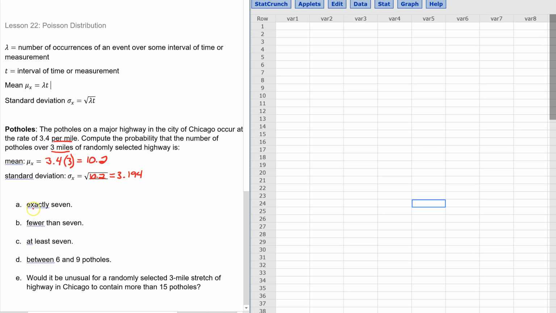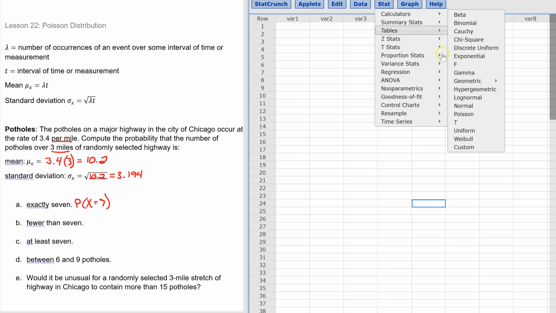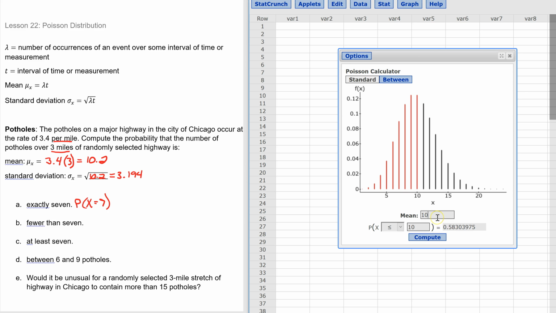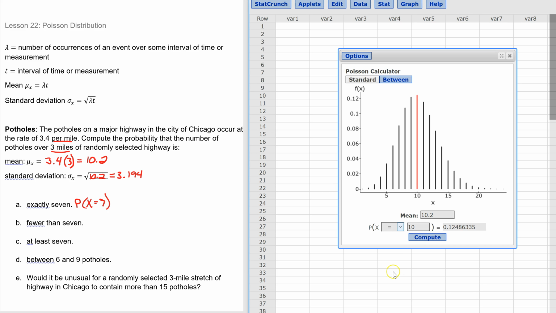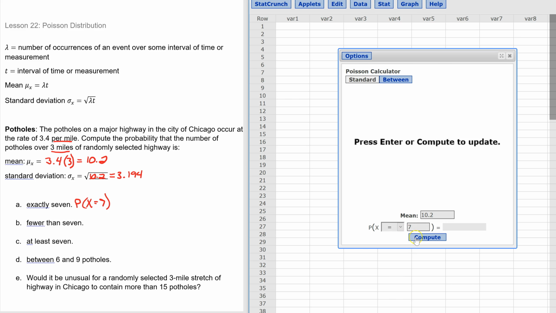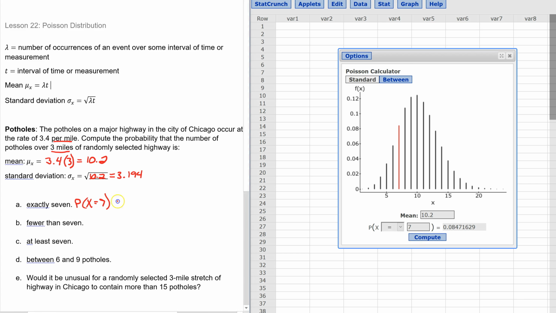We want to know the probability that there are exactly 7 potholes over a 3-mile stretch in Chicago. So I want the probability that x is equal to 7. Go over to StatCrunch, select calculators, select Poisson, type in the mean as 10.2, select equals on the x, change this to 7. The probability is 0.0847.